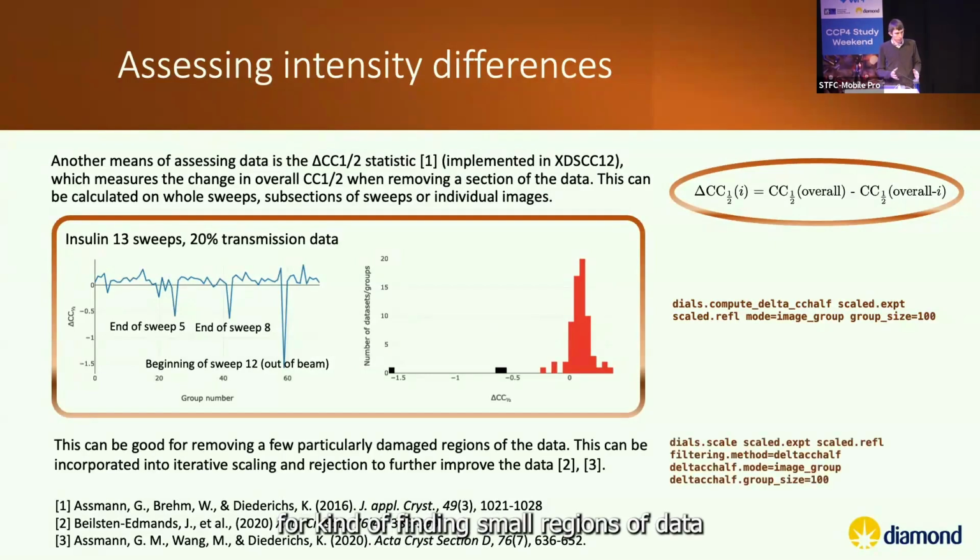So that's useful for finding small regions of data that disagree most with the rest of the data. And you can do some iterative cycles of scaling with delta CC half to slowly improve the data.